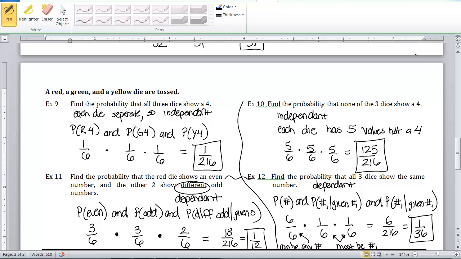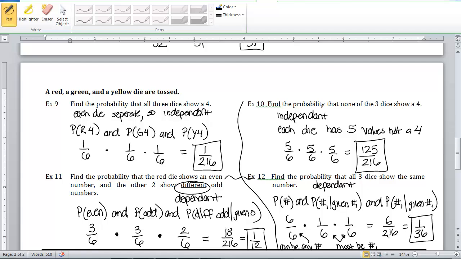Now in example 12, this one is dependent. It's dependent on whatever the first die's number is. So when I throw the first die, that just has to give me a number. So we have a 6 out of 6 chance that when I throw that first die, I get a number. The second die, though, has to match. So there's only one chance that that is going to be the same number as the first die. But remember, there's 6 sides on that die. It's the same thing for the third die, a 1 out of 6 chance. So multiplying those out, I get 6 out of 216, which simplifies to 1 out of 36.